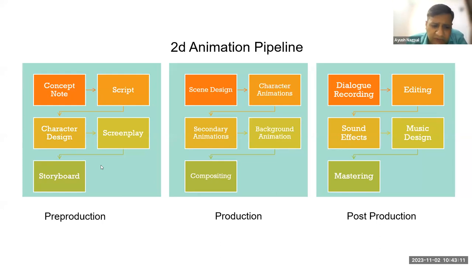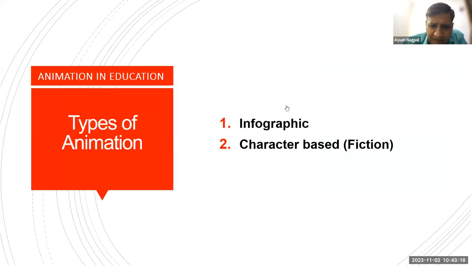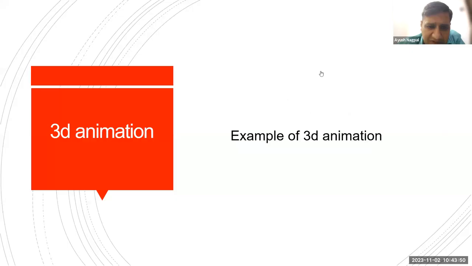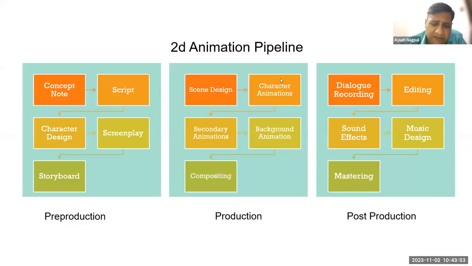In the production stage, for 2D animation, we start with scene design. For example, just going back slightly, in this shot, we would have decided what this scene is going to look like. Our storyboard would have already told us what it is going to look like. So on the computer software, we'll start with the background. We'll add those rocks, then we'll add the characters. We'll add shadows, we'll add foreground characters, and the secondary animations, all of those things. So that is scene design.